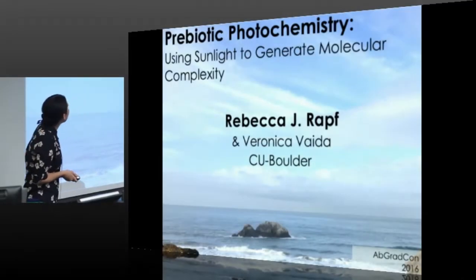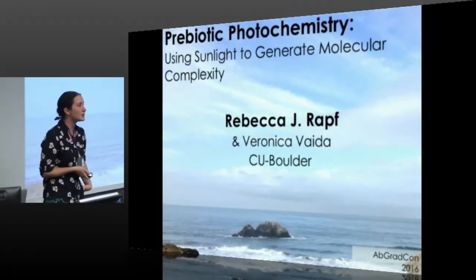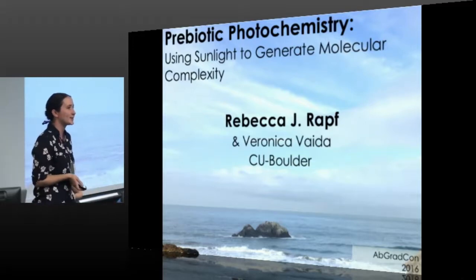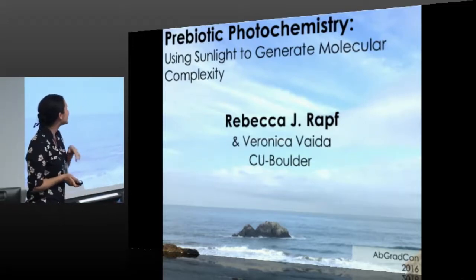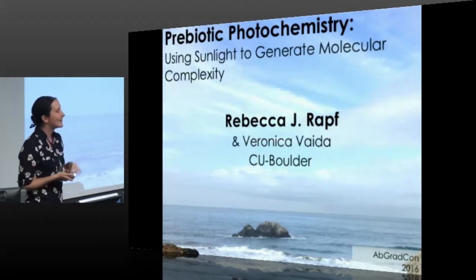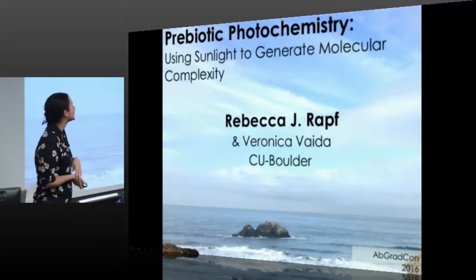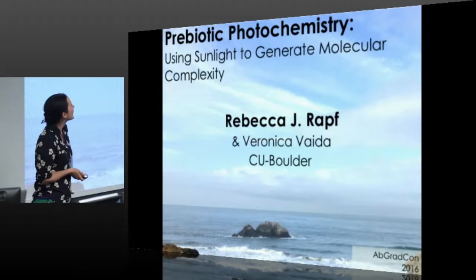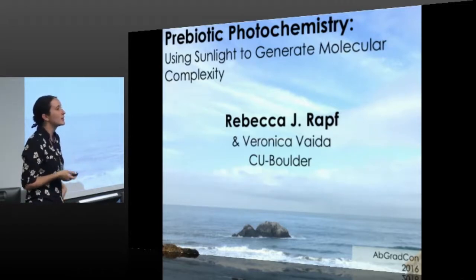I'm going to be talking about Prebiotic Photochemistry Day. And we've actually heard quite a bit about photochemistry, so that's one of the benefits of going towards the end of the conference. I get to invoke a lot of what other people have already discussed. And in particular, I'm going to be talking about how we can use photochemistry to build bigger molecules.